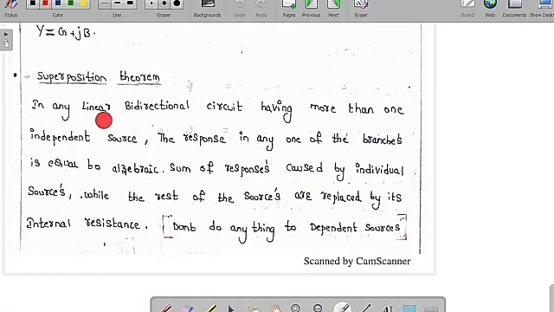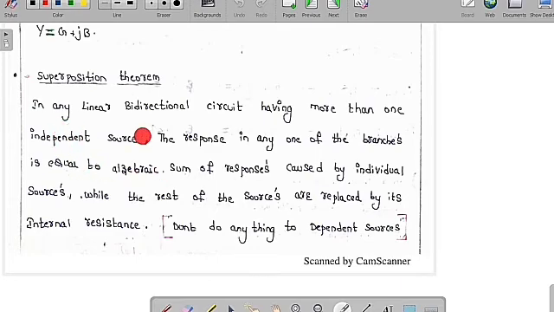Superposition theorem: in any linear bilateral circuit, bidirectional is also called bilateral, having more than one independent source, the response in any one of the branches is equal to the algebraic sum of responses caused by individual sources, while the rest of the sources are replaced by their internal resistance. Don't do anything to the dependent sources. If any network contains linear bilateral elements, the response at any branch due to many sources acting simultaneously is the algebraic sum of responses due to each source acting alone. Only independent sources are important in this theorem.